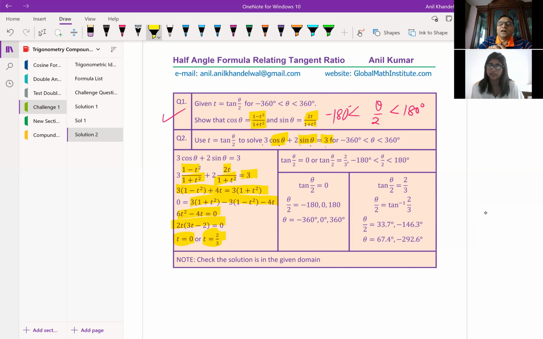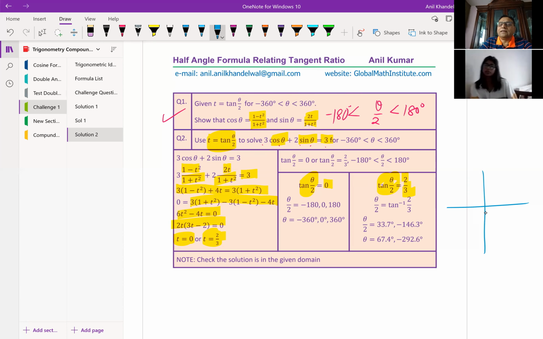Now, t is equal to tan theta by 2. So equate tan theta by 2 as 0 and tan theta by 2 as 2 over 3, correct? Solve for both of them. Now, the domain you're looking at is minus 180 to plus 180. Within this domain, we have to find when theta by 2 equals 0. Get the idea, right?